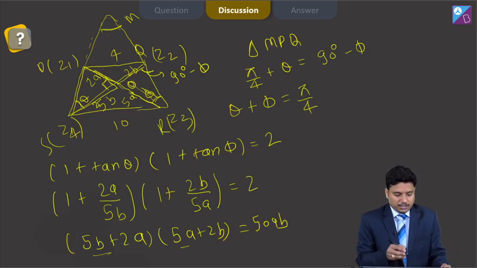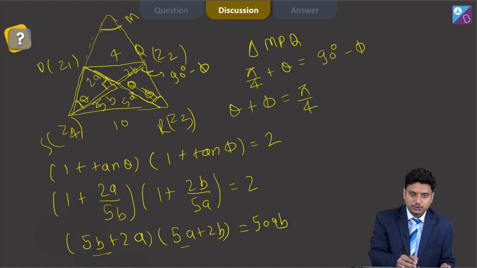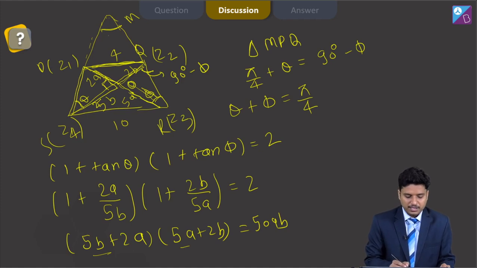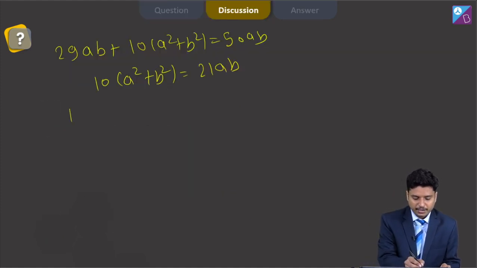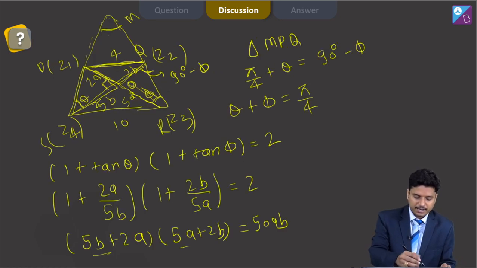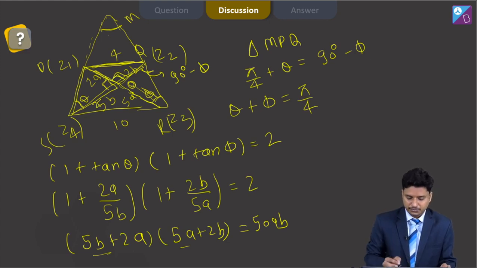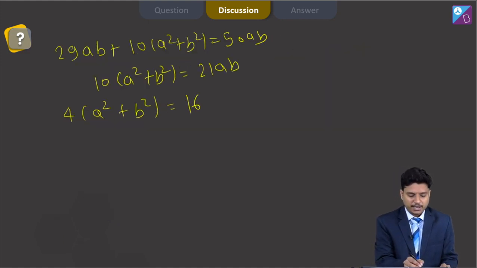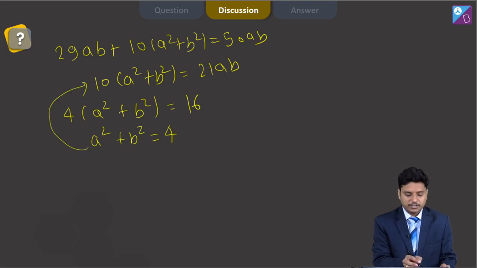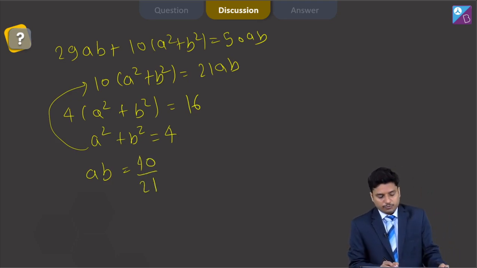Now what we can also observe is that this 2a and 2b are perpendicular, and this side is the hypotenuse, and it is equal to 4. So from here, 4a square plus 4b square is equal to 16 according to this right angle triangle. As this is a right angle, 2a and 2b are the two sides and the hypotenuse is 4. So a square plus b square is 4. If we put a square plus b square in this equation, ab will be equal to 40 by 21.